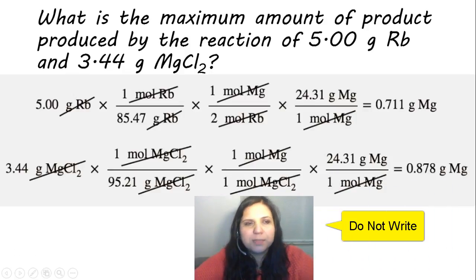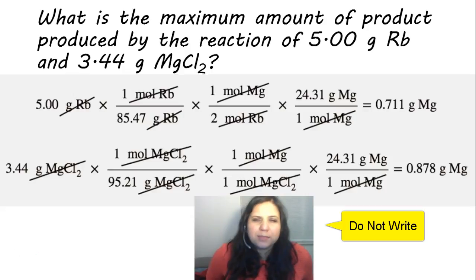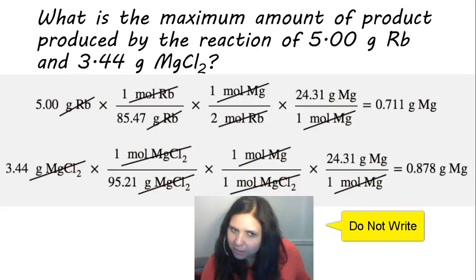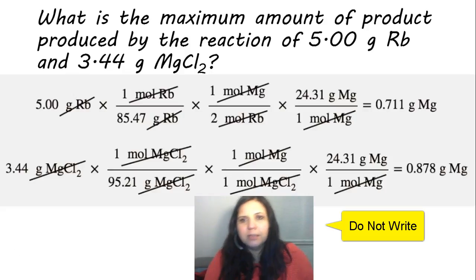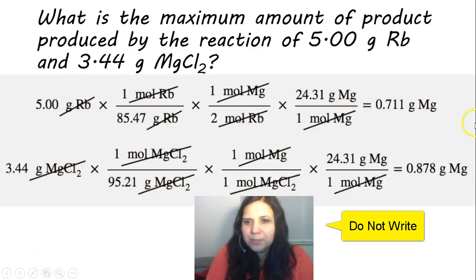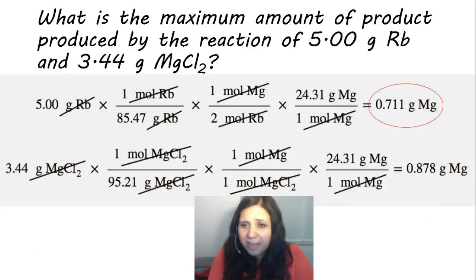Okay, another question. Here's a problem that's been done. It says, what's the maximum amount of product produced by the reaction of 5 grams of rubidium and 3.44 grams of magnesium chloride? It's not important about the reaction itself. The calculations are already done. All you have to do is look at the problem and look at the work that's been done and identify how much magnesium could have been made. Okay, what do you think? All right, we have 2 amounts of magnesium. This is the one that is the maximum amount because I'm limited by the rubidium.